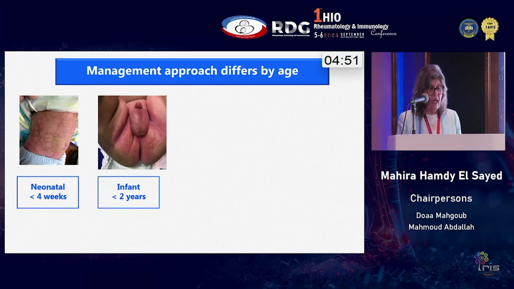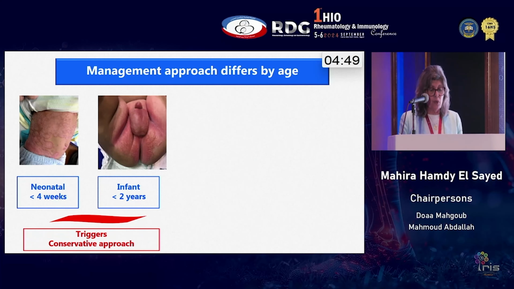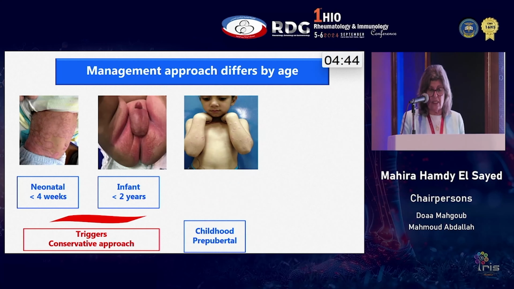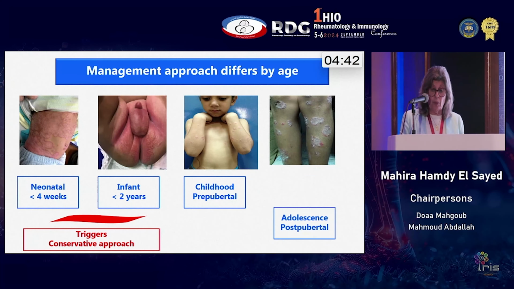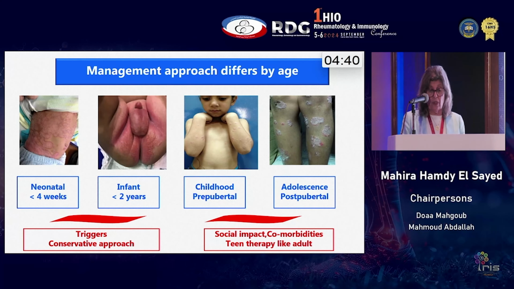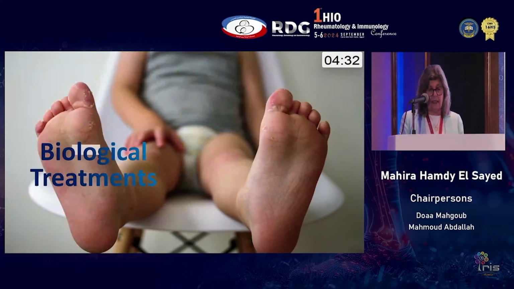If you have a neonate or an infant under 2 years, you should be very conservative in the way you treat those patients. Now, for the childhood or prepubertal or the adolescent postpubertal, I have to realize how impactful the disease is and start treating those patients exactly like I would treat adults.